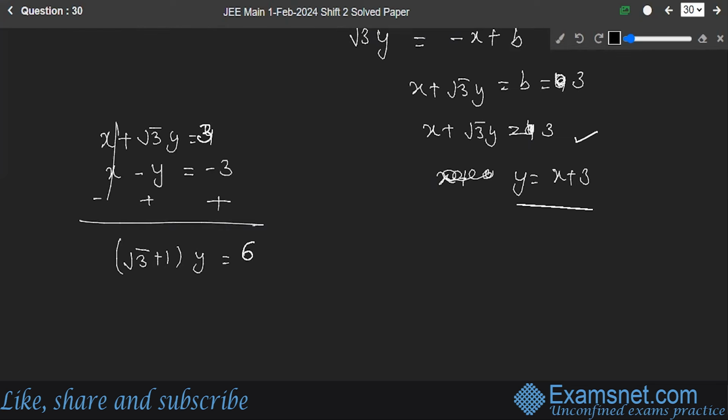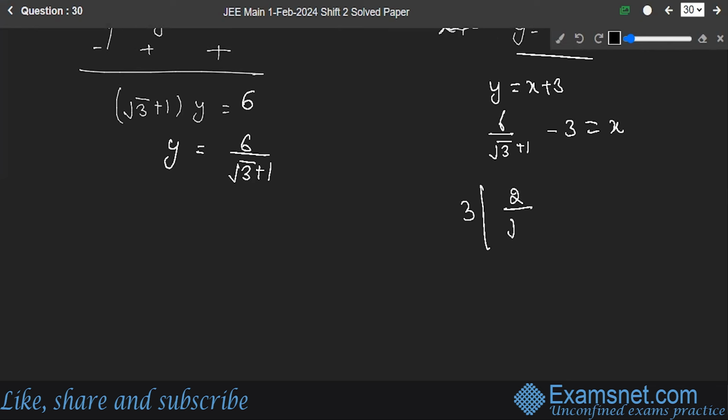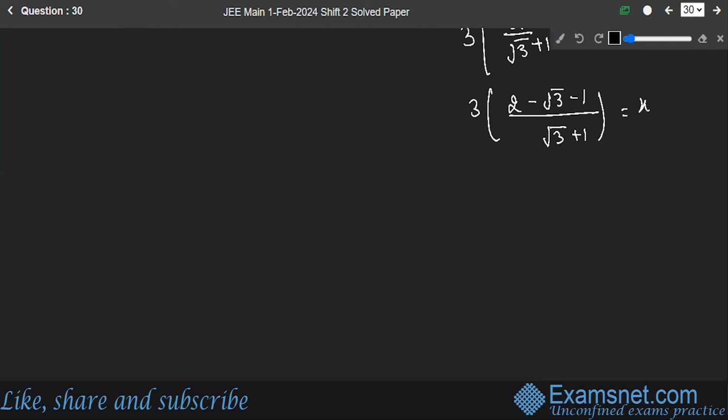Now this is equal to 6. So y becomes equal to 6 upon root 3 plus 1. So let's solve this. Y is equal to x plus 3. I want to get the value of x now. This will be given by, let's take 3 common, 2 upon root 3 plus 1 minus 1 is equal to x. 3 upon 2 minus root 3 minus 1 upon root 3 plus 1 is equal to x. Or this will be given by 3, and here will be 1 minus root 3 upon 1 plus root 3 as the value for x.